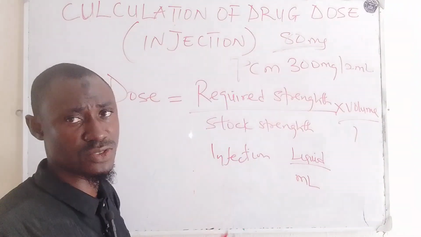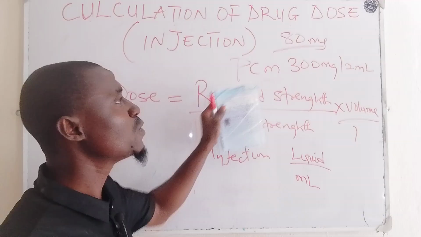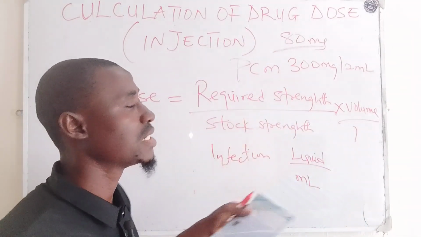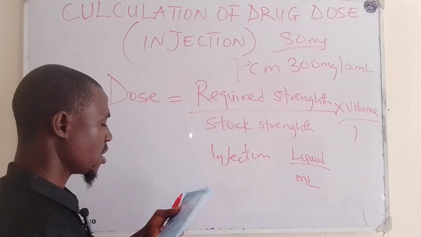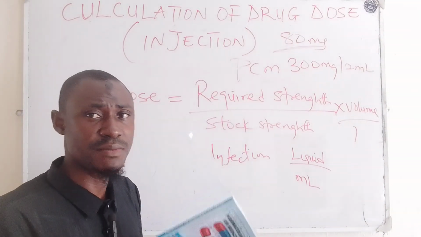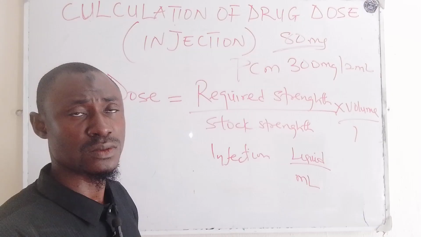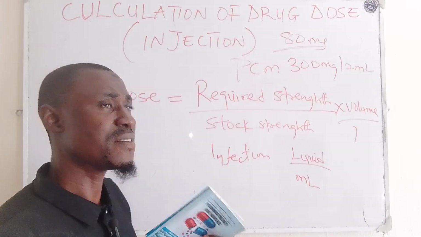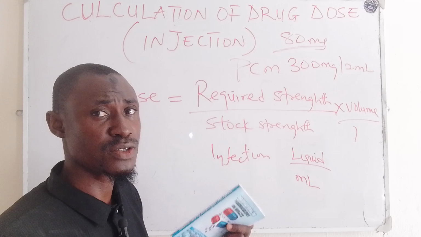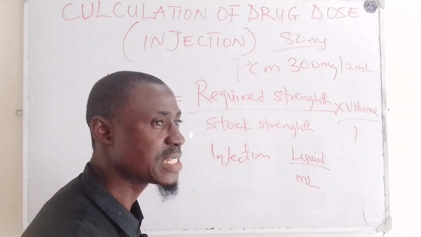You use just this formula. And this one is applicable only when the dose has been given to you. But in a situation whereby you are the prescriber, if you are the one prescribing the dose, maybe the patient met you, and after your history taking, you're able to get some information. So you want to now commence the treatment.